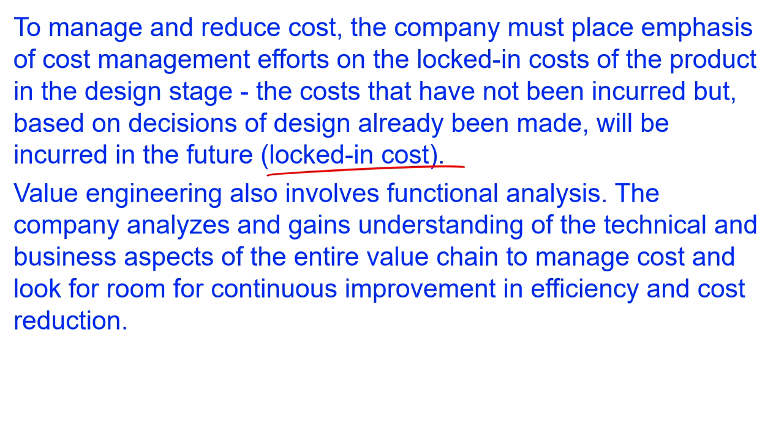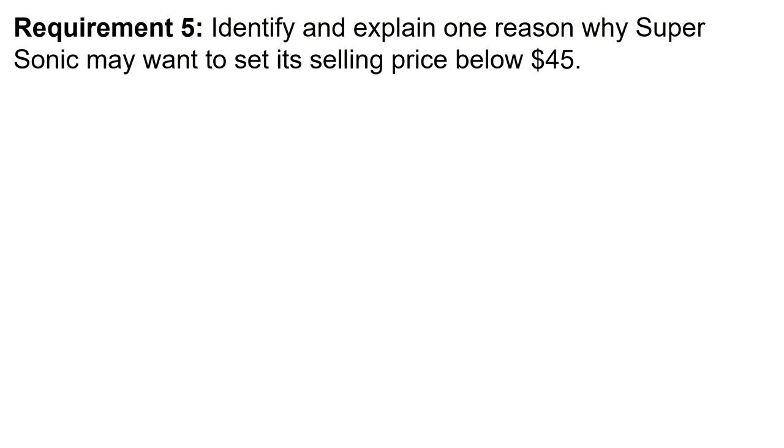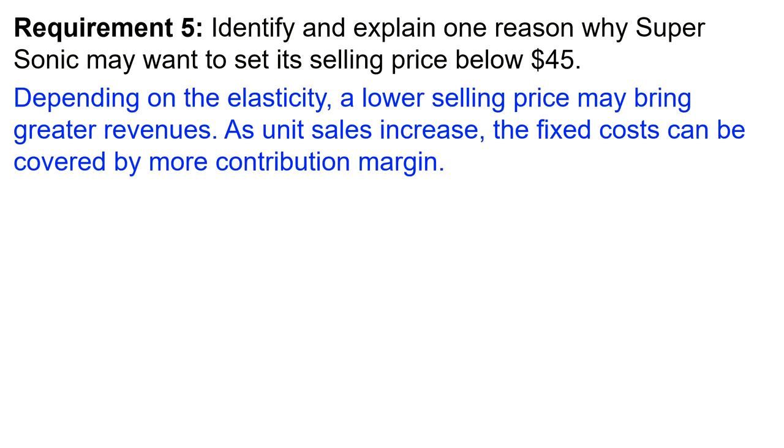So this takes us then to our last requirement. Identify and explain one reason why Supersonic may want to set its selling price below $45. Now remember, we started here at the beginning where our goal was going to be $66.60. The market is $45, and so the question is maybe we should even go below $45. Why is it that we might want to go below that $45 market price?